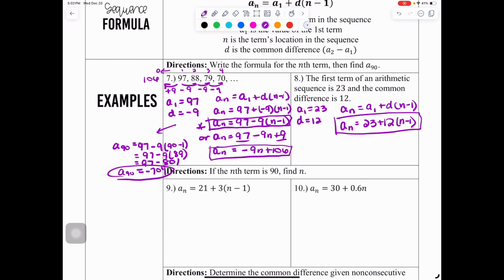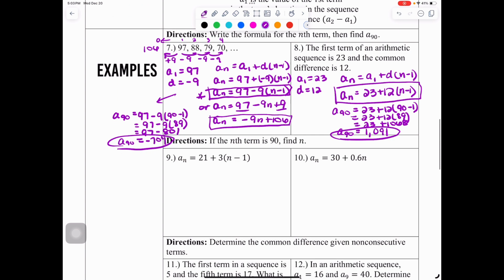And number 8, when I do a sub 90, I would have 23 plus 12 times 90 minus 1, which is equal to 23 plus 12 times 89. 12 times 89 gives you 1,068. And when we add that to 23, we get that a sub 90 is equal to 1,091. So once you write the formula, finding something like the 90th term isn't crazy because you can just substitute it in. You don't extend the pattern.